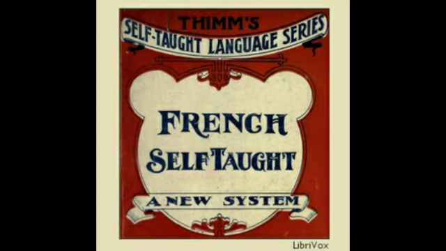Subjunctive mood, present, that I may give. Que je donne, que tu donnes, qu'il donne, que nous donnions, que vous donniez, qu'ils donnent. Past, that I may have given. Que j'aie donné, que tu aies donné, qu'il ait donné, que nous ayons donné, que vous ayez donné, qu'ils aient donné.